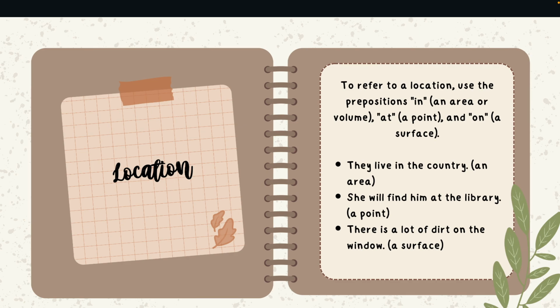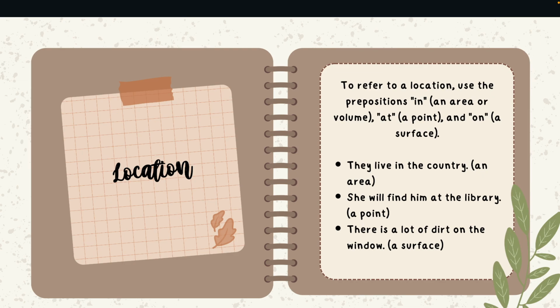And then, not lastly, but second to the last, we have location. When we are referring to a location, we use the preposition in. When we are referring to an area or a volume, then we use at. When we are talking about a point, on, we're talking about surfaces. So we have here three examples.